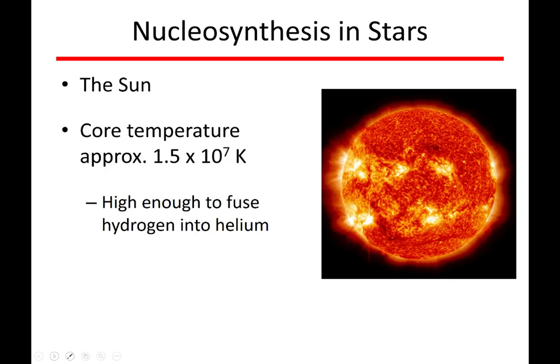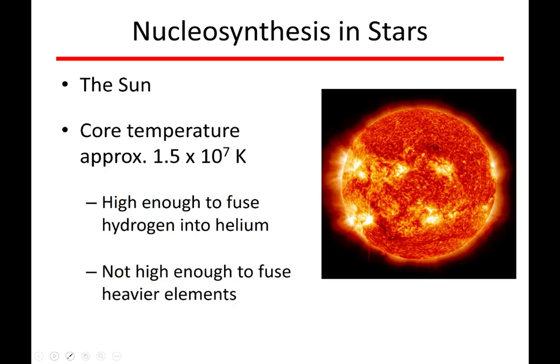Now, unfortunately, the temperature in the core of the sun is not high enough to overcome the activation barrier that would be needed to fuse helium into heavier elements. And so eventually the sun will run out of hydrogen and will not be able to fuse the helium into heavier elements. And so then at that point, the sun dies out and is no longer able to produce any more energy. But thankfully, that will not happen in any of our lifetimes. So you don't have to worry about that.